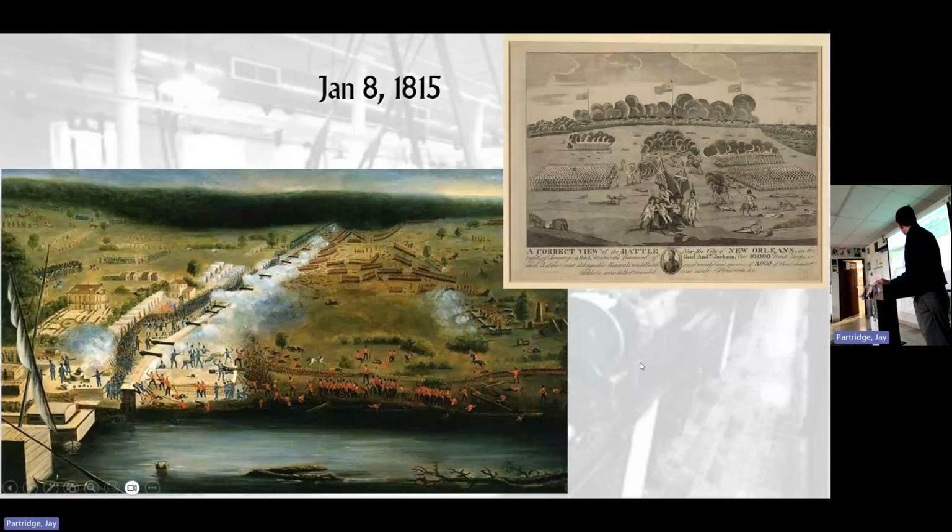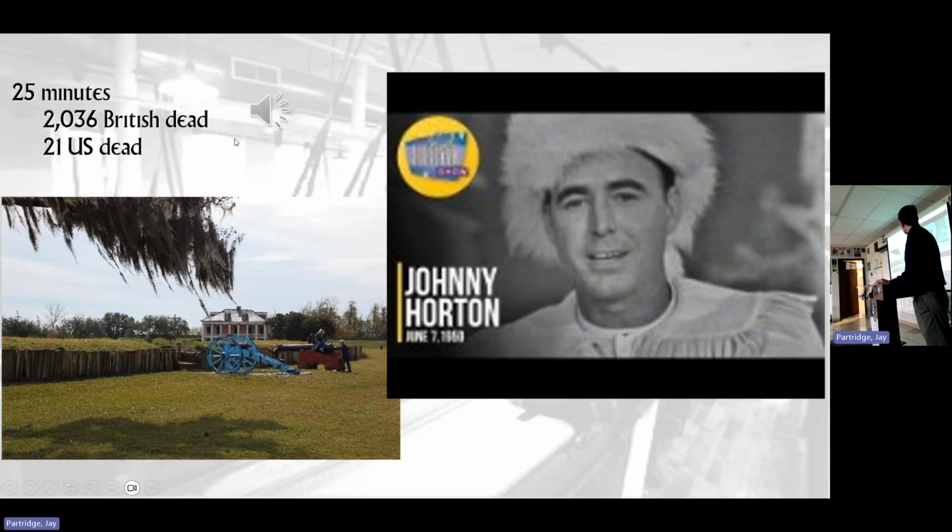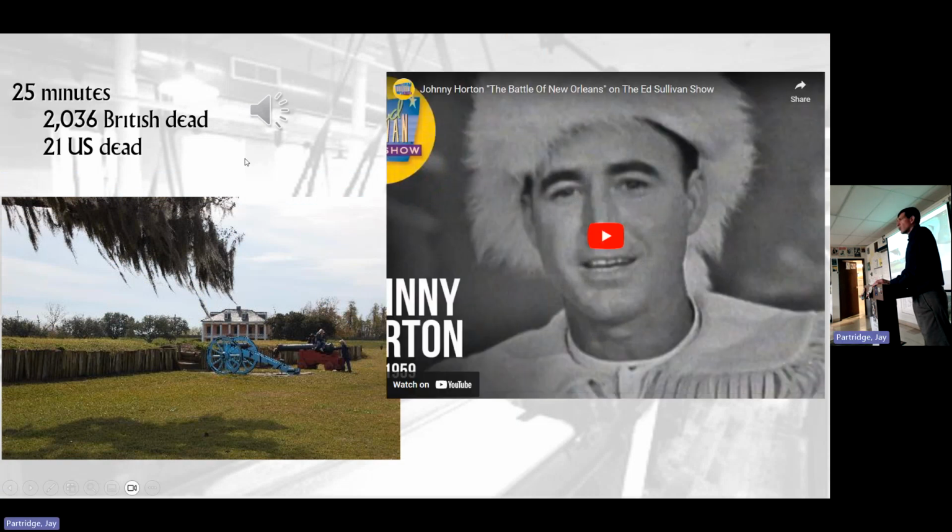January, there's another picture of it. You can see the line, the swamp. Look at the numbers. In 25 minutes, and that's pre-high explosives. You do not need to know the exact numbers. The point you need to know is a great American victory after the war ended.